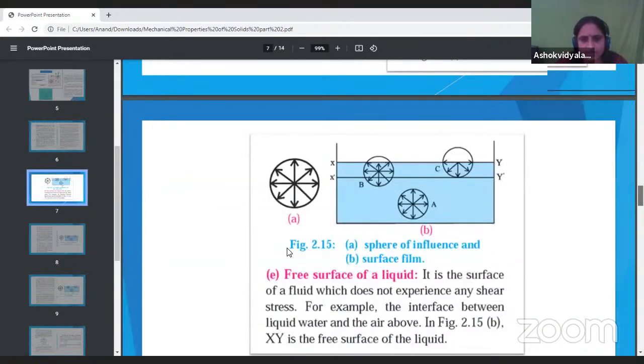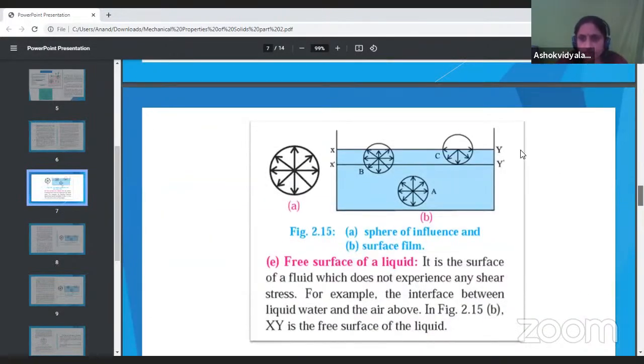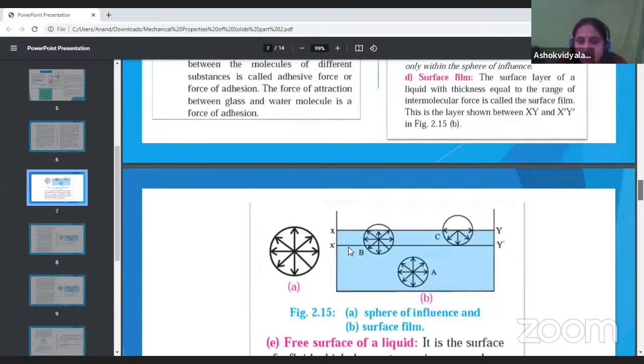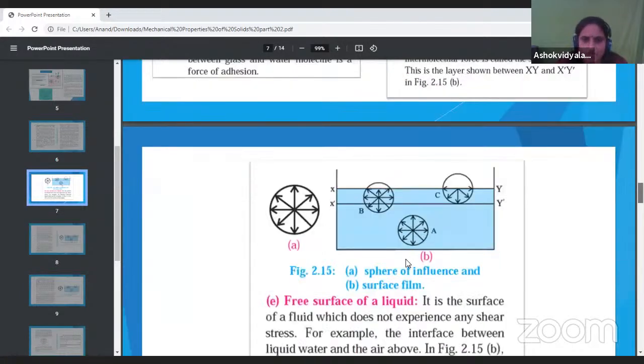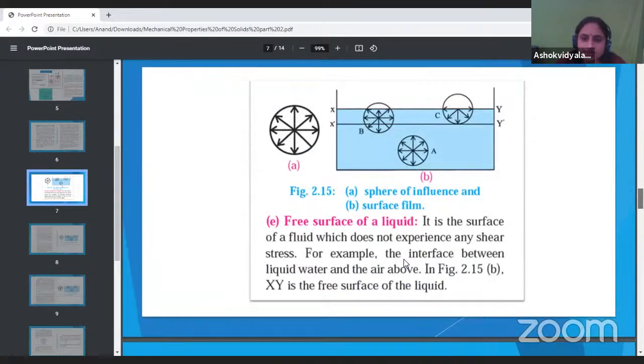आता बघू तिथे सी. नाउ सी, आता सपोज हा जो पॉइंट, हा ए पॉइंट आहे, हा पूर्णपणे लिक्विड मध्ये आहे. ओके, पॉइंट बी आणि पॉइंट सी मध्ये आपण जे फिल्म, जे एक इंटरमॉलिक्युलर थिकनेस घेतलेला आहे ह्या मॉलिक्युलचा, दॅट इज xy आणि x dash y dash. So here this one, the xy and x dash y dash, is the layer which is called as the surface film.